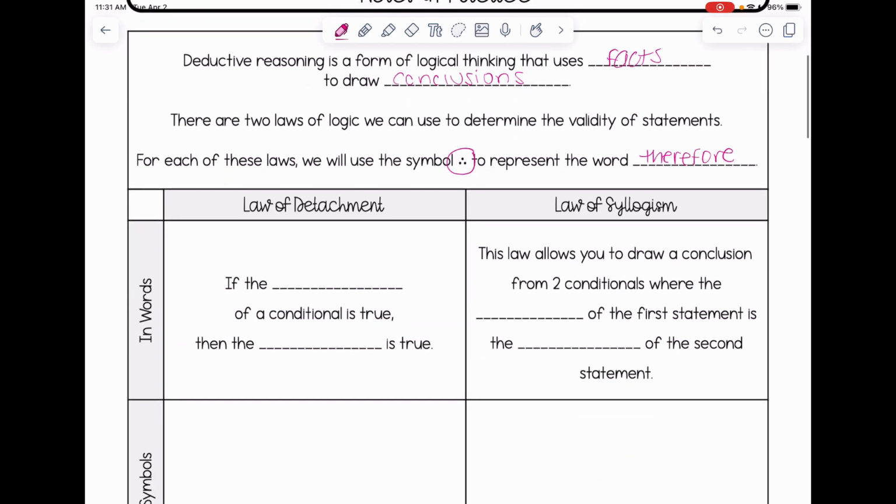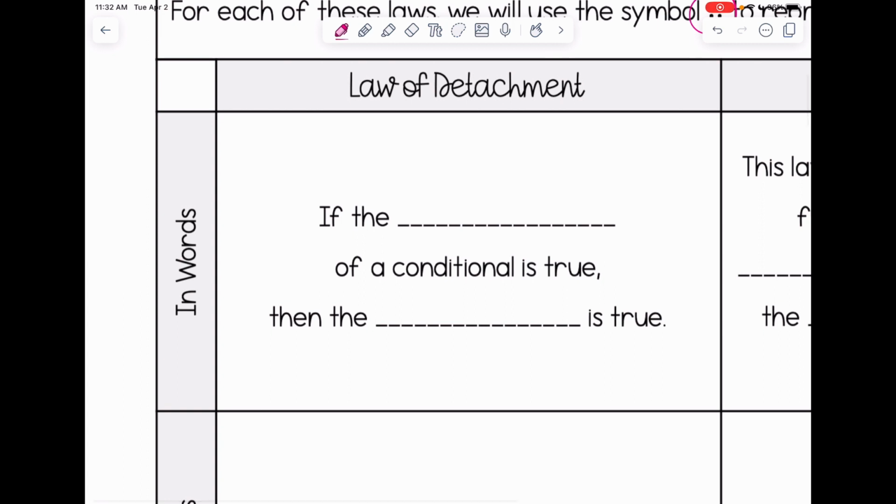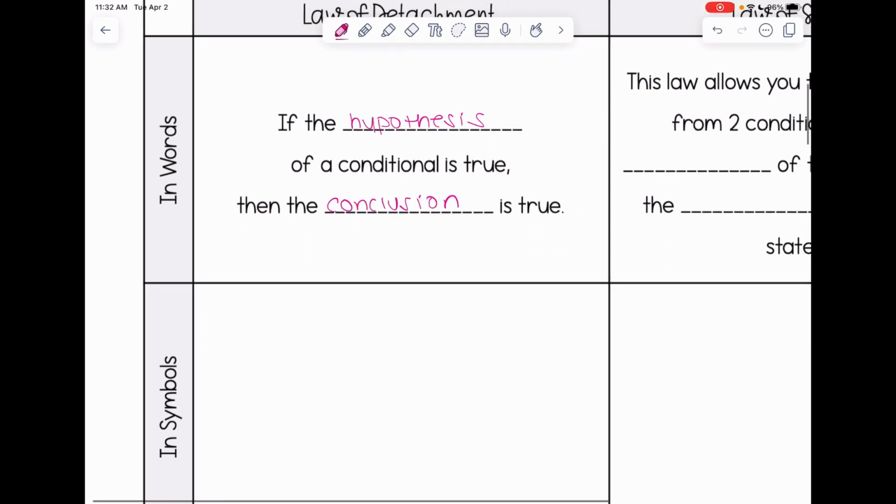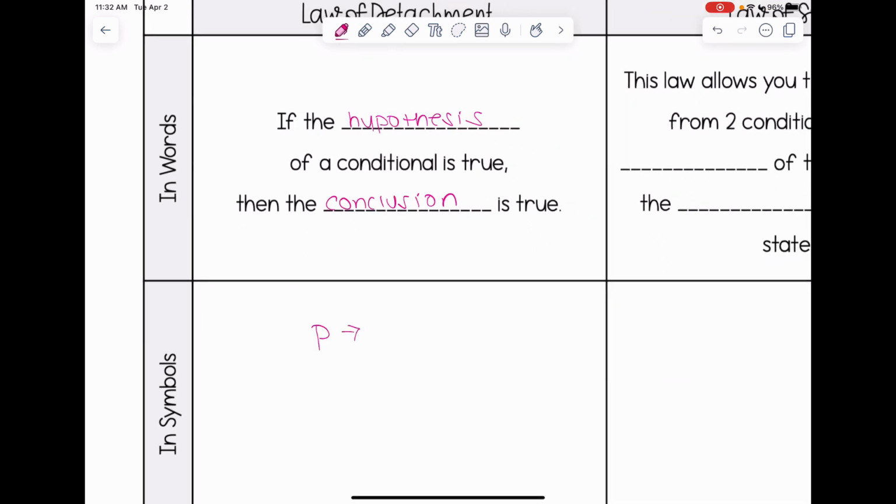Okay, the first law of logic we're going to look at is called the law of detachment. So given a conditional that is true, if the hypothesis is true, then the conclusion is true. So let's look at that in symbolic form. If we have a conditional that's true, if P then Q, and we know the hypothesis is true, then the conclusion must be true. So there's our therefore symbol. So if P then Q is true, and P is true, therefore Q is true.